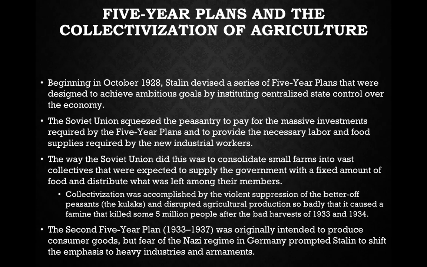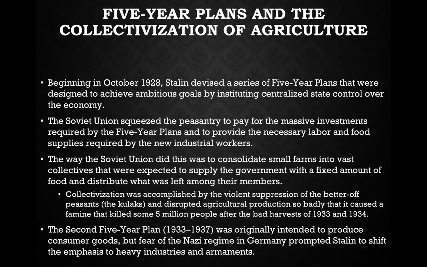Collectivization was an attempt to organize the peasants into an industrial way of life and to bring them and food supplies firmly under the control of the government. Collectivization was accomplished by the violent suppression of the better-off peasants, who were called the kulaks, and it disrupted agricultural production badly. Guys, here's the thing about the production: it failed. Soil rotation was not good. The skill level was not there. And about 5 million people died after the bad harvest in 1933 and 1934.